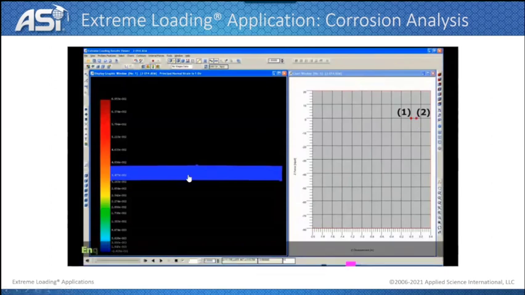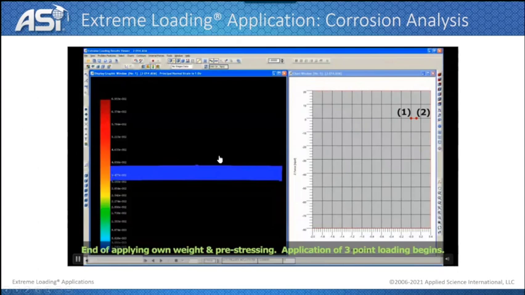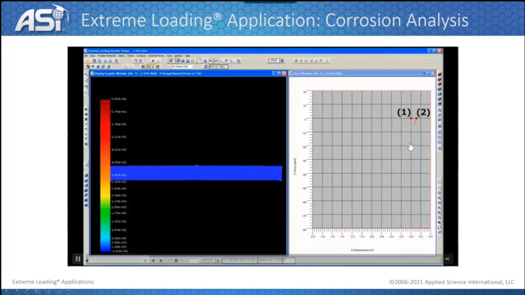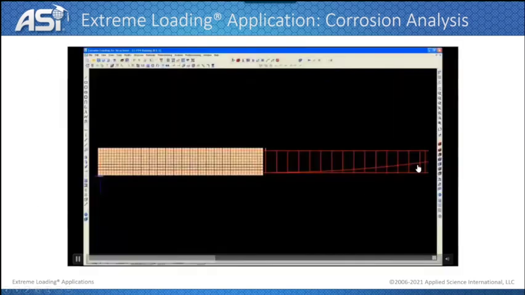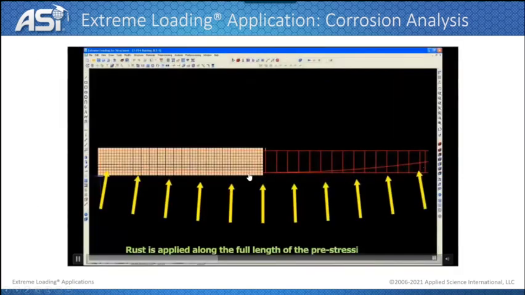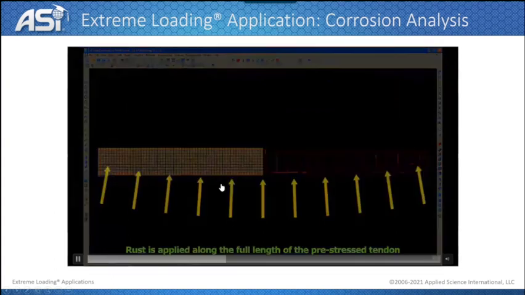So because this is a pre-stressed beam, the deflection is going upward from point 1 to point 2. Then we apply the concentrated load here and we get here a failure load of around 60 kip. Then we repeat the same analysis again after assuming rust at the pre-stressed cable inside.